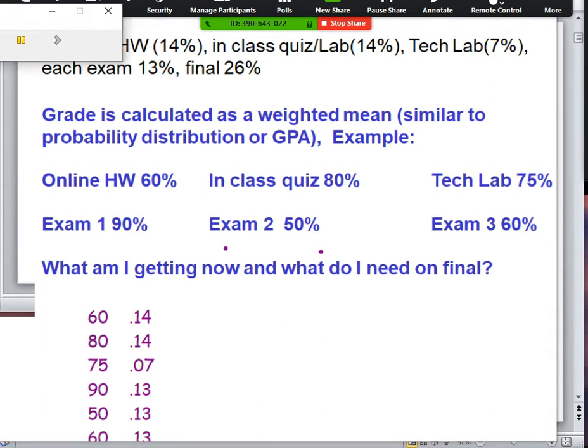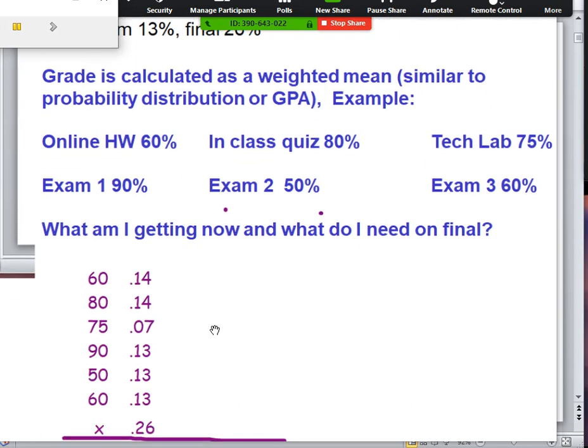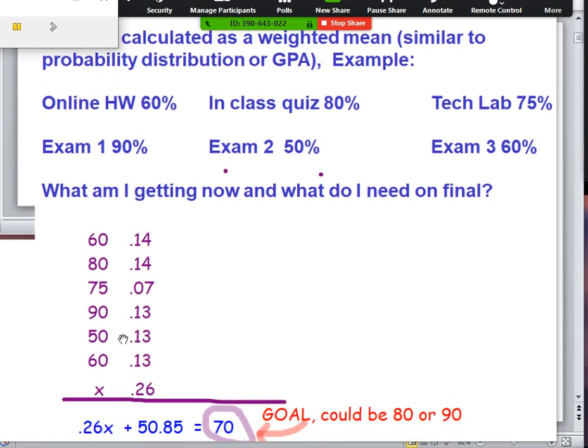7%, 7 cents, right? I like that. Don't forget that 0. And then, let's see, exam 1 was a score of 90, weighted 13%. Exam 2, 50, weighted 13%. Exam 3, score of 60, weighted 13%. And then your final, which we don't know, x, weighted 26%.